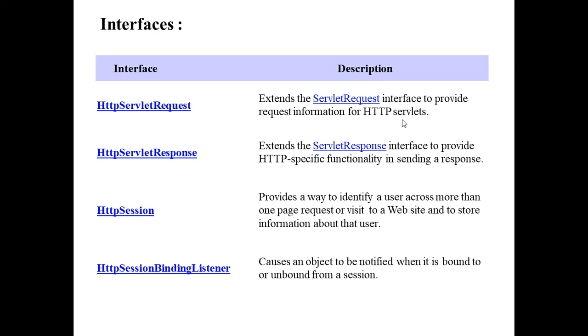Third interface is HTTP session. The session data can be read or written using the HTTP session interface. It provides a way to identify the user across more than one page request or visit to a website and to store the information about that user. So the main use of the HTTP session is to provide the way to identify the user across more than one page request. Means how many times a user requests a particular page can be identified using the HTTP session, and also the website can store the information about that particular user.